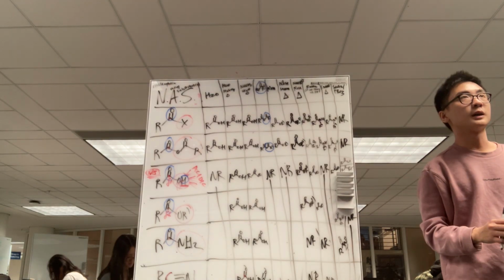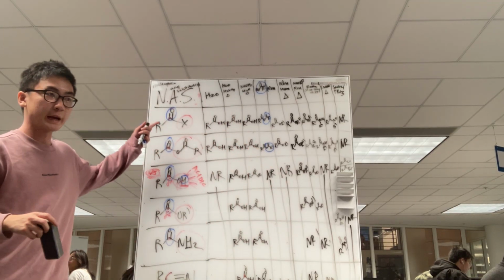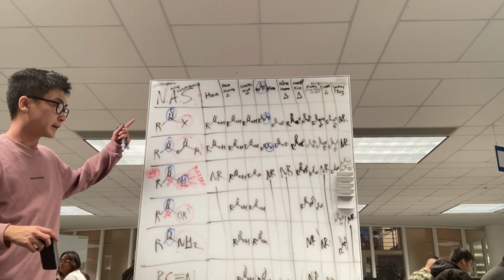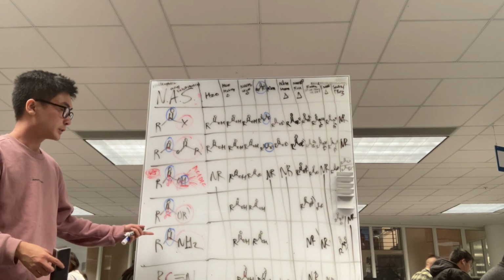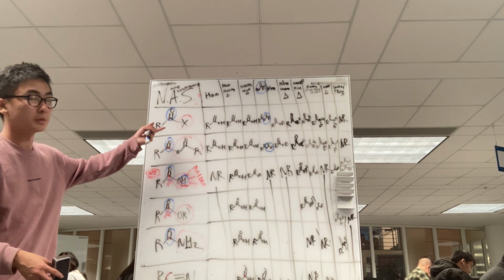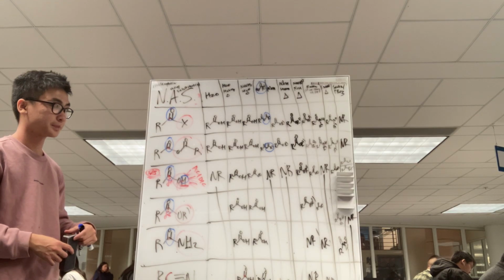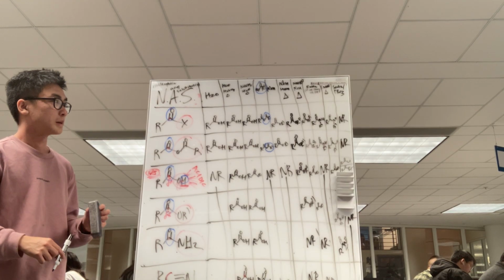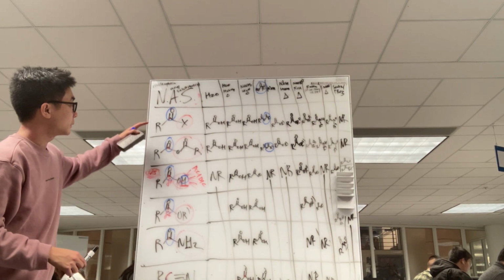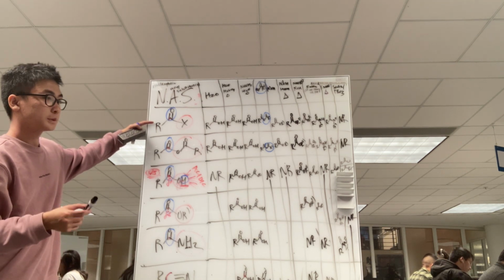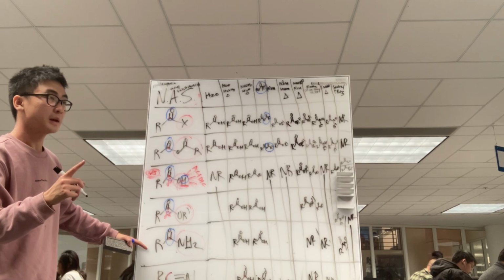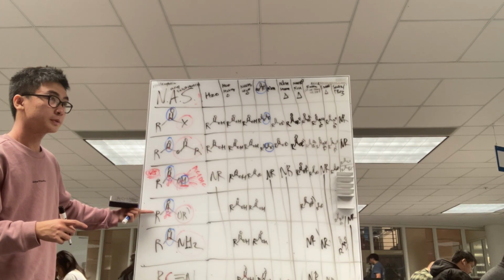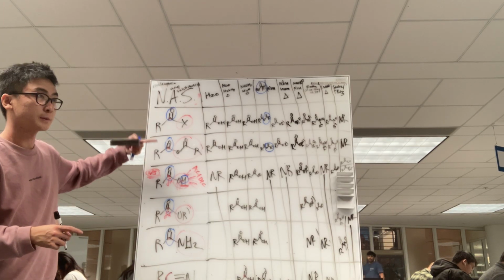So the important concept to know here is that the more reactive derivatives can make the less reactive derivatives in one step. The less reactive derivatives cannot make a more reactive derivative in one step. The more reactive derivative can make any of the less reactive derivatives in one step. But the less reactive derivative cannot make any of the more reactive derivatives in one step.